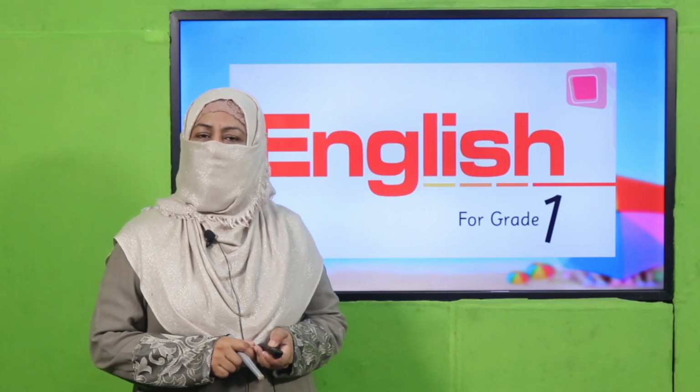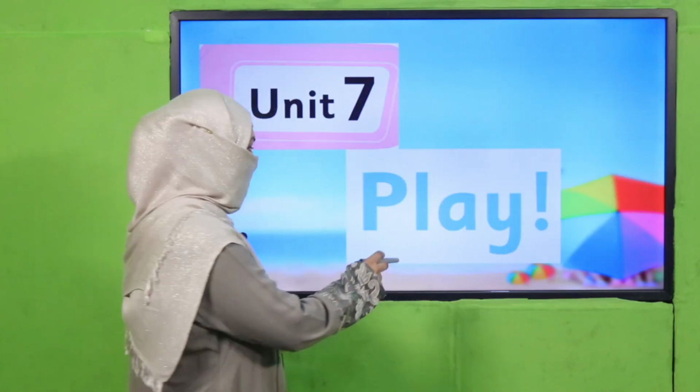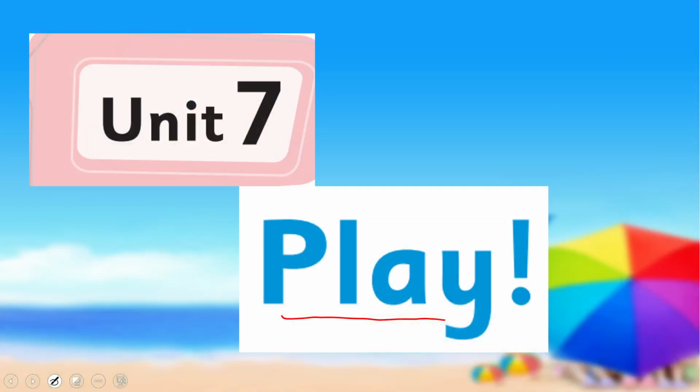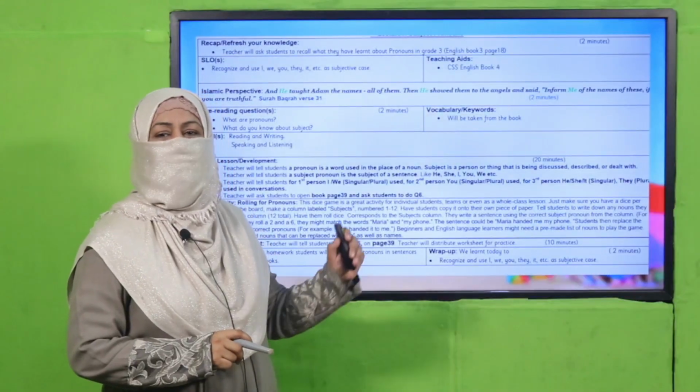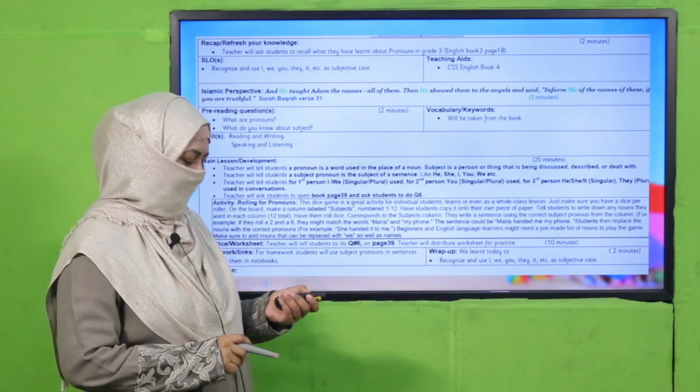We are learning unit 7. Its title is Playing. My dear teachers, this lesson plan, PowerPoint presentation and worksheet links are given. You may click it, download it, follow it as it is, or modify for your convenience. I'm going to deliver my lecture according to this lesson plan.